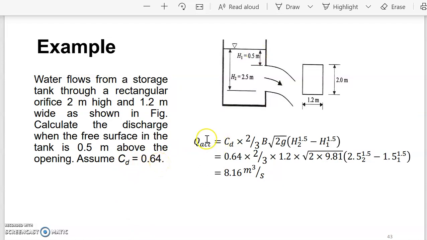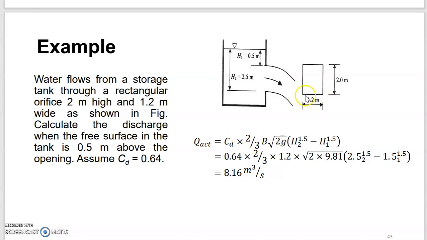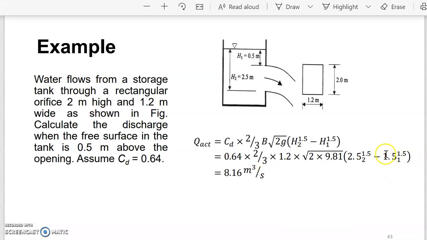So you just use the formula Q actual equal to Cd times 2/3 times b, the width of the orifice, times the square root of 2g. Okay, so the height h2 is 2.5 and h1 is 0.5, so each raised to the power of 1.5. So by solving this, you get 8.16 meter cube per second.